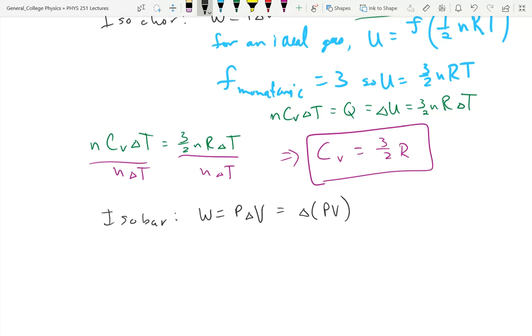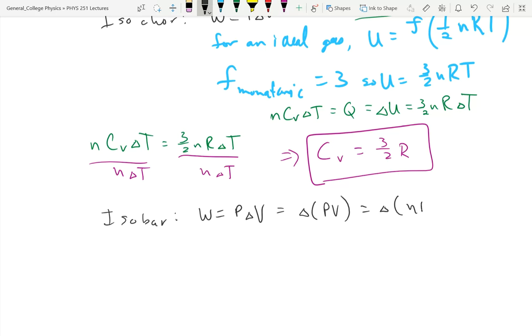Since pressure is constant, P delta V is the same as delta PV, but that's only true if it's isobaric. The second line would be untrue for any case that's non-isobaric. So you want to make sure that's clear, that you don't say, oh, you can just move the delta in and out like that. Only if the pressure is constant.